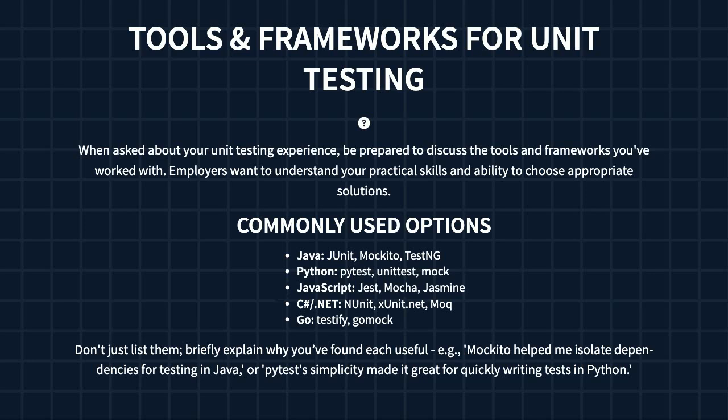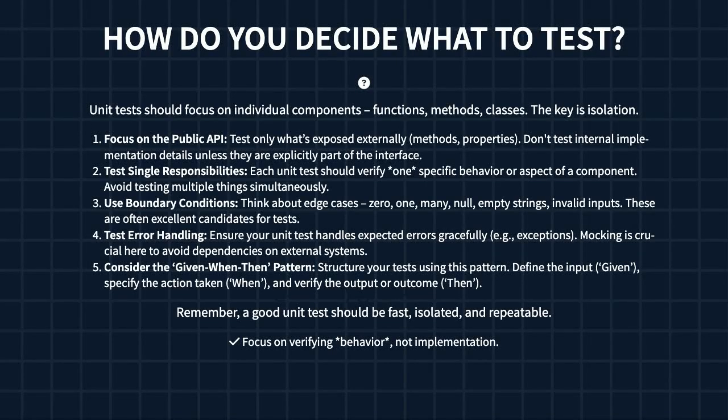It's not enough just to name them, be ready to briefly explain *why* you found each one useful in your projects. Okay, so when you're thinking about what to test in a unit test, it's really important to narrow your focus. You want to be testing the specific things that users or other parts of your application interact with directly, what we call the public API. Think about methods and properties that are exposed externally. Don't get bogged down in how those functions actually work internally unless that behavior is part of their defined interface.